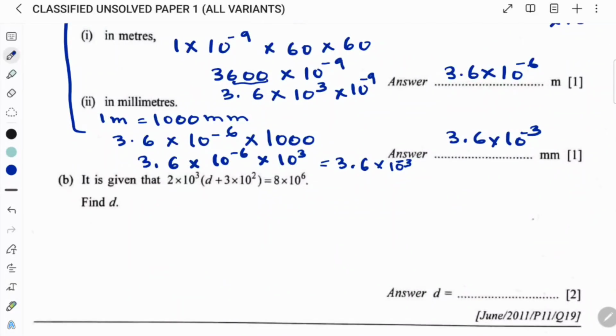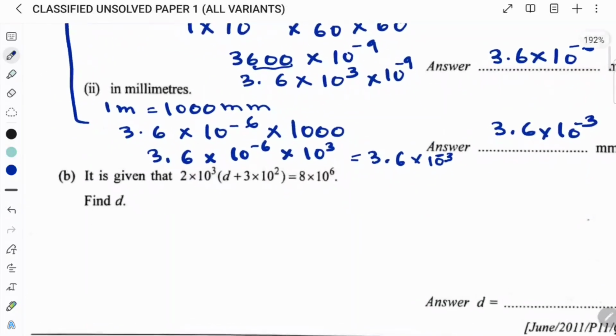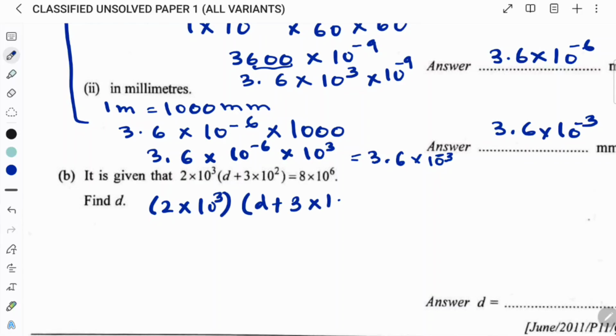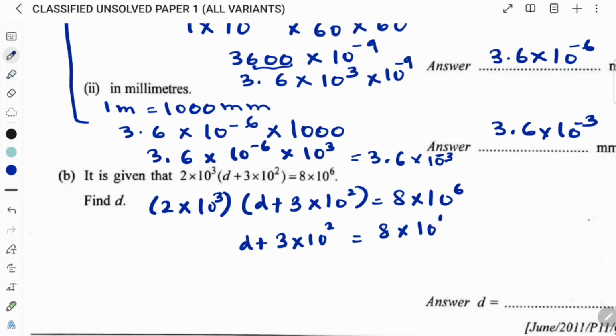2 into 10 cube d plus 3 into 10 square is equals to 8 into 10 to the power of 6. Okay, so I can put a bracket here also, because it's all multiplication. It's not like only 10 cube is multiplying, 2 is also multiplying, so if you write it down like this, the question becomes easier. Now D is required. Just write down as it is, 8 into 10 power 6.